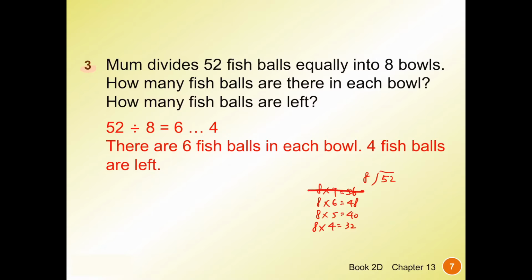So we won't consider this one because 56 is already larger than 52, and our answer would be the 6, because 8 times 6 equals 48, which is the closest to 52 but still smaller than 52. So we'll put a 6 here. 8 times 6 equals 48, and then 52 minus 48, we have a 4 left. So that's our answer, 6 with a remainder of 4. So there are 6 fish balls in each bowl and 4 fish balls are left.